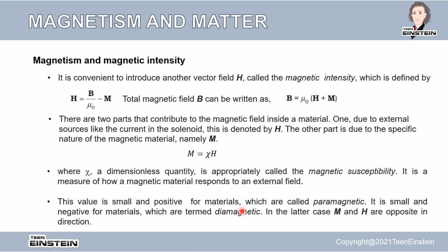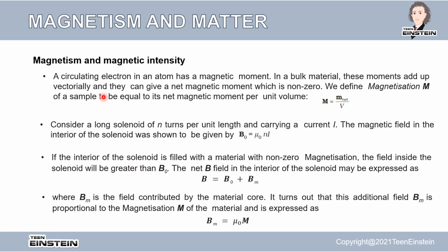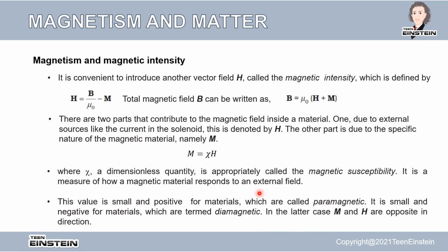So now let's see what happens to the total B. So now we are going to define another quantity called H, which is magnetic intensity, which is defined as H equal to B by mu 0 minus M. Now B is the total field and M is the magnetization of the material. So this is again coming from this equation. So we can define H as B divided by mu 0 minus M. If you rearrange this equation, you get B equal to mu 0 (H plus M). So this is the overall field inside the solenoid.